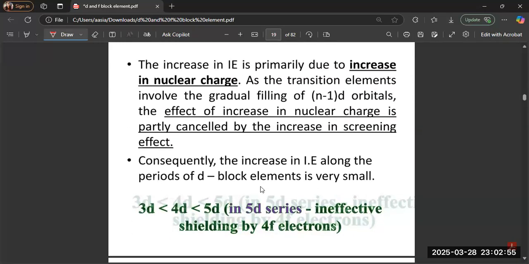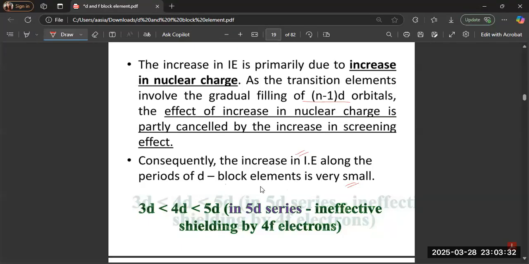So the increase in ionization enthalpy is primarily due to the increase in nuclear charge. That's why, as the nuclear charge increases, the ionization enthalpy also increases. As those transition elements involve the gradual filling of (n-1)d orbitals, the effect of the increase in nuclear charge is partly cancelled by the increase in screening effect. Consequently, the increase in ionization enthalpy along the periods of d-block elements is very small.